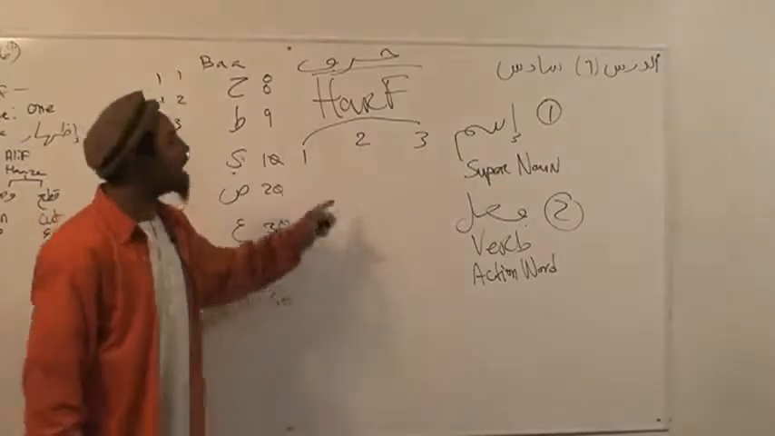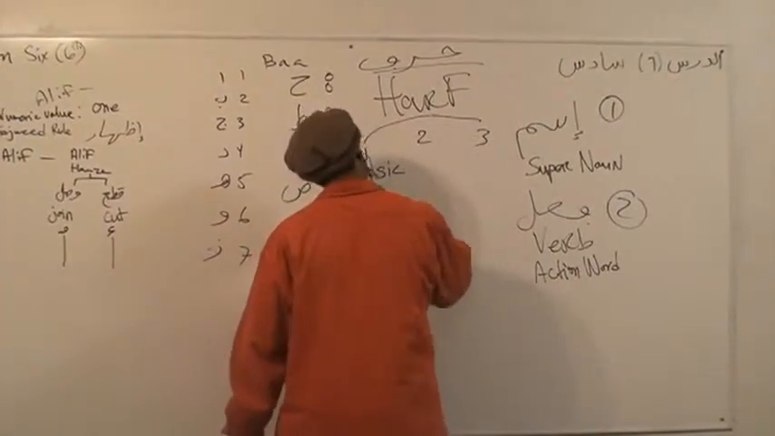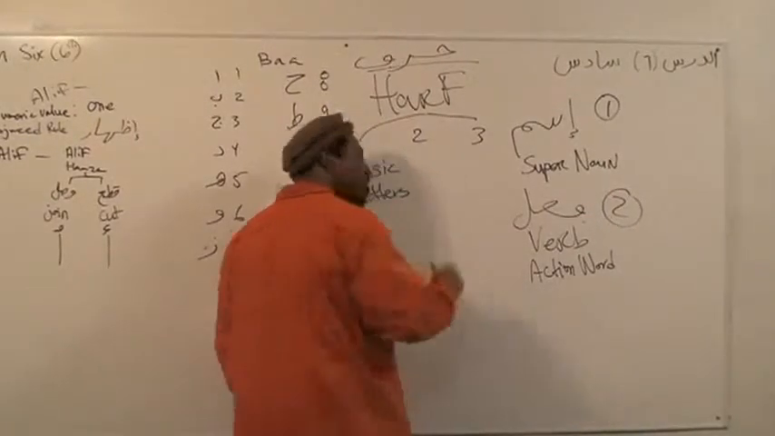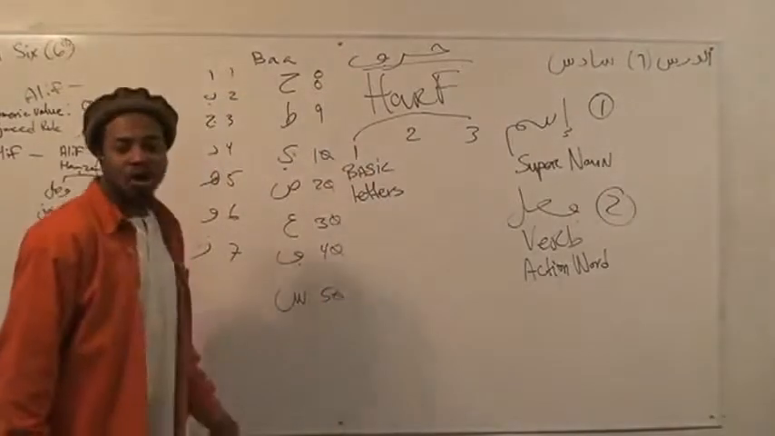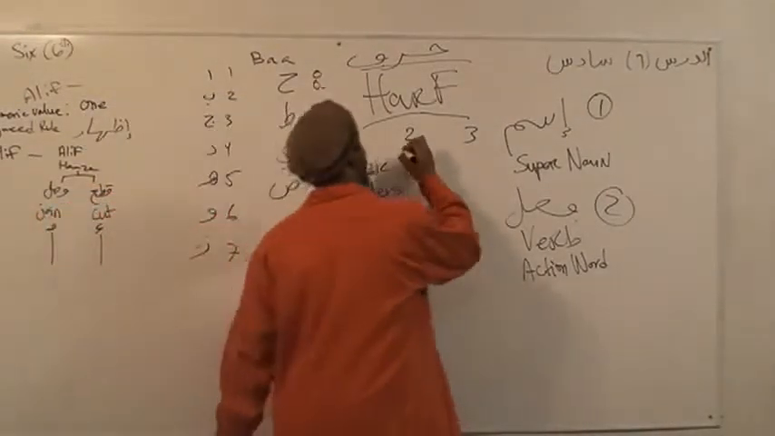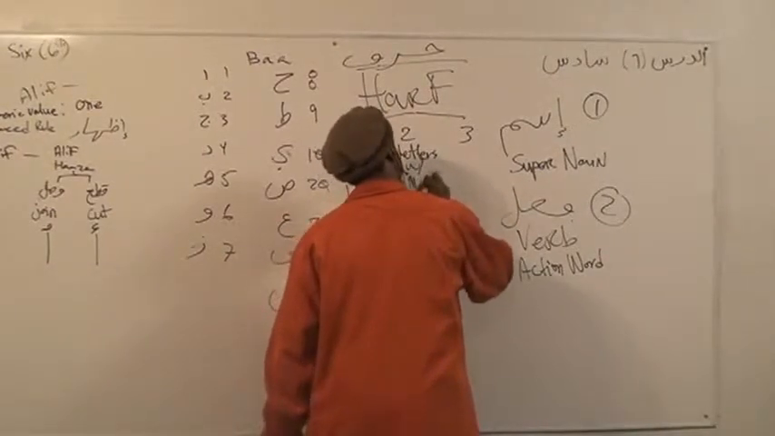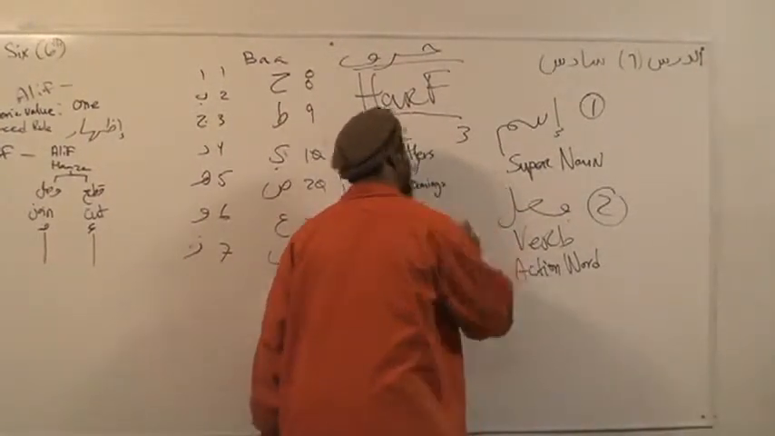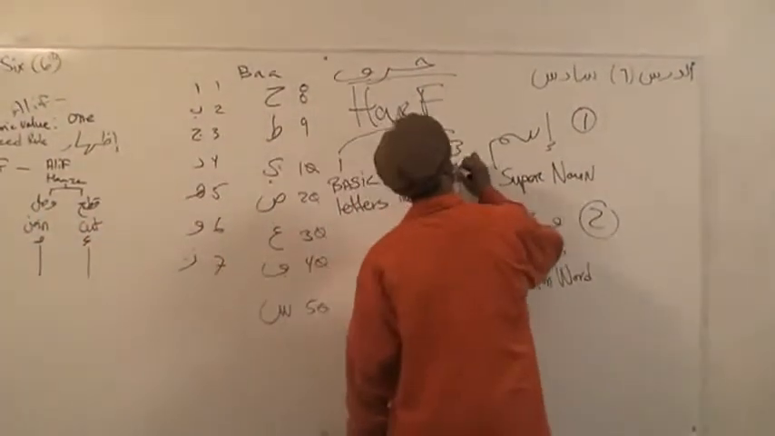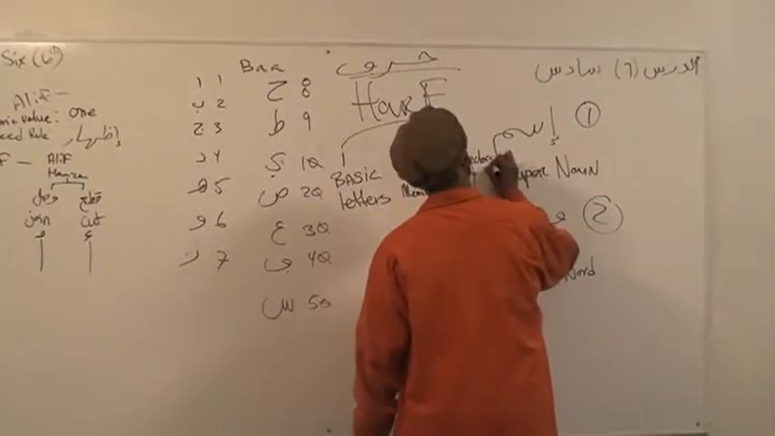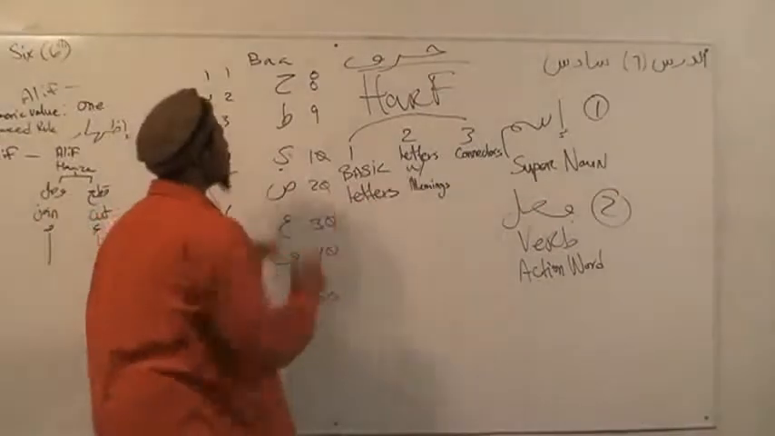What is the first type? Basic letters. We're supposed to know this like the back of our hand. What is the second type of harf? Letters with meanings. What is the third type? Connectors. And this is the basis of what we're dealing with now.